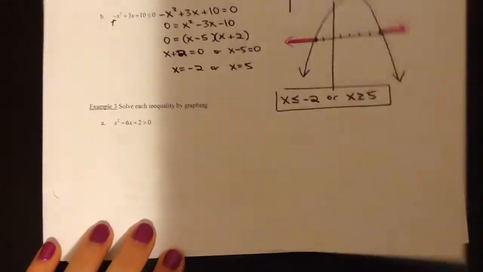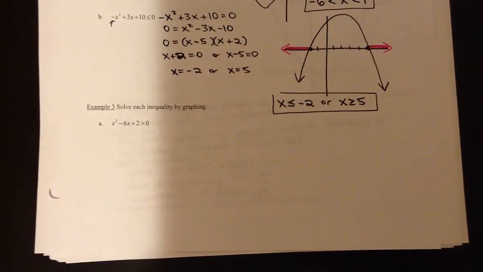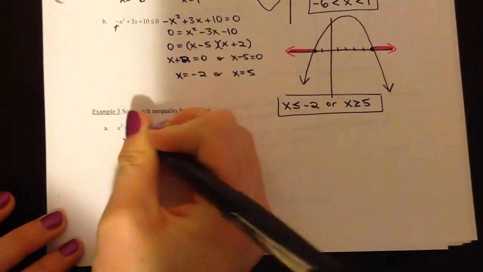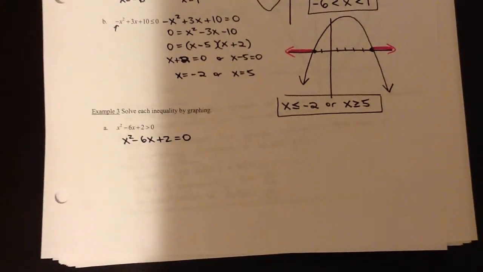Okay, I am going to do one of these. Instead of A and B, I'm going to do just A, because this one's a little weird. So I want to set this equal to 0. x squared minus 6x plus 2 equals 0. And this is to find my x-intercept, so I know how to start my graph off. And so I'm looking for, again, my x-intercept, so I set it equal to 0.